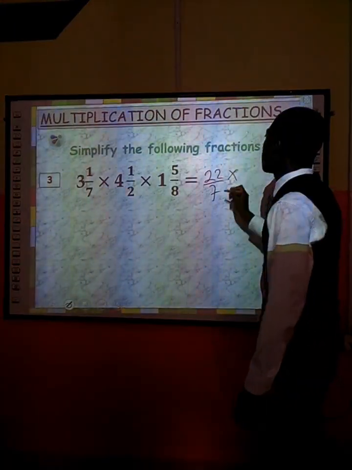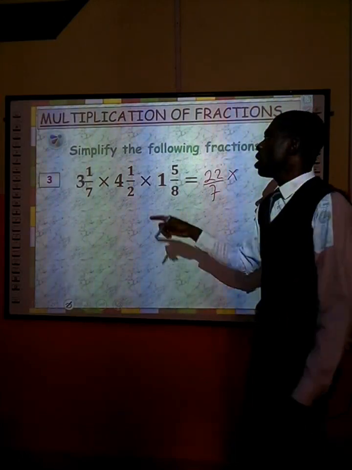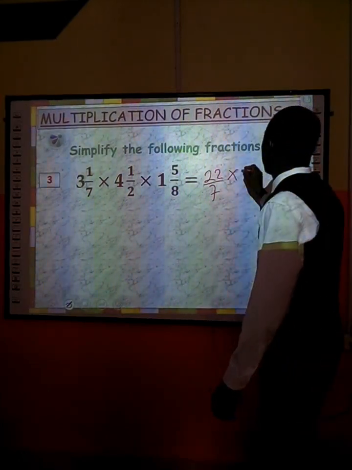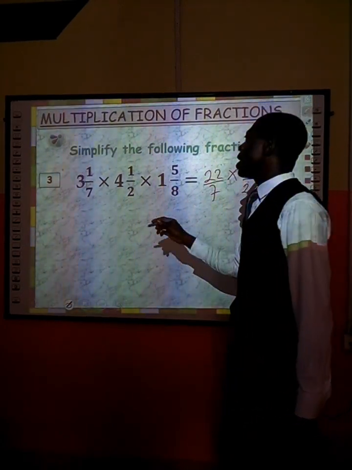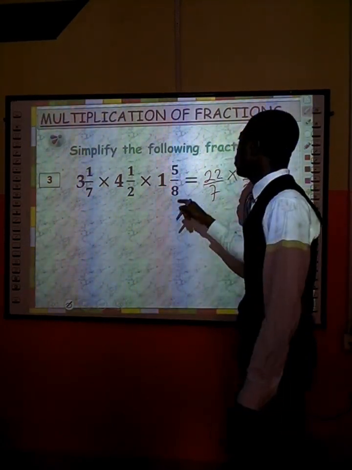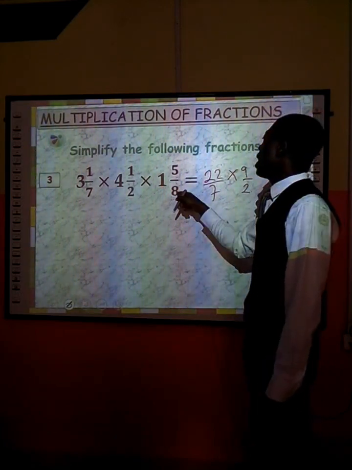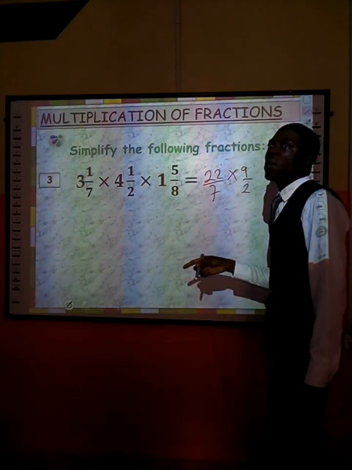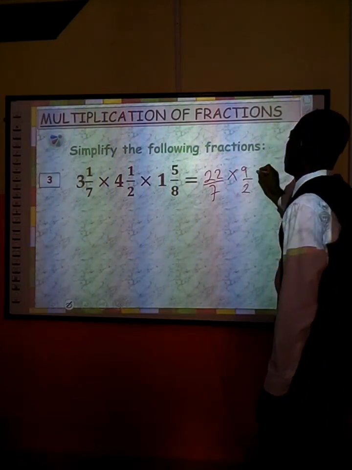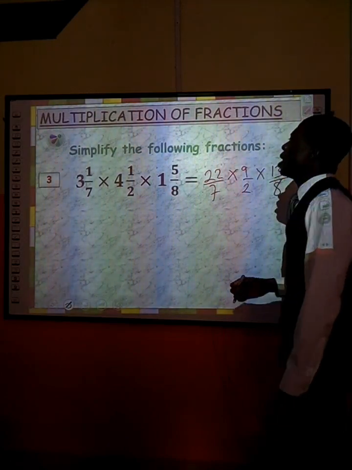Then you have multiplication sign. 2 times 4, it will give you 8. 8 plus 1 is going to give you 9. But you place the 9 over the 2. And then the final one, you have one whole number 5/8. How do you handle this? You're going to say 8 times 1, that's 8. Now 8 plus 5 will give you 13. So you're going to say multiply by 13/8.